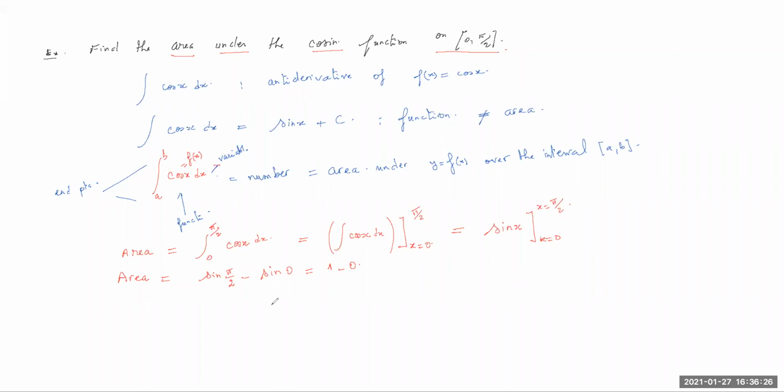We substitute the upper value first: sine pi over 2 minus sine 0, and we get 1 minus 0. So you need just to interpret the definite integral, then find an antiderivative for your function and take the difference of the values. That's all.